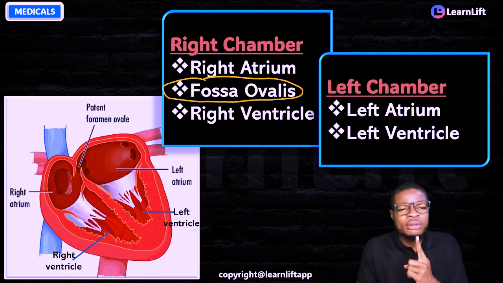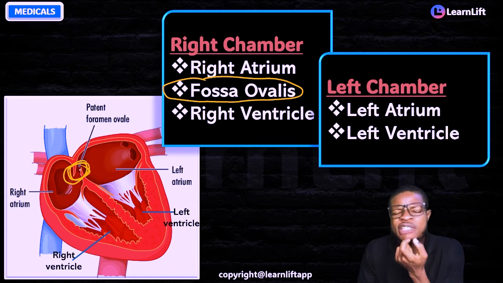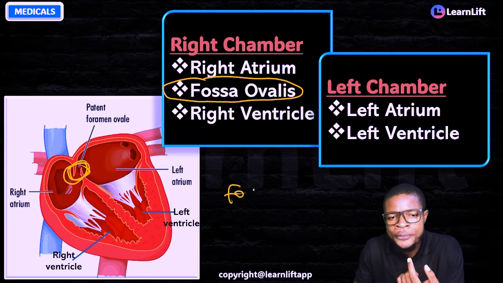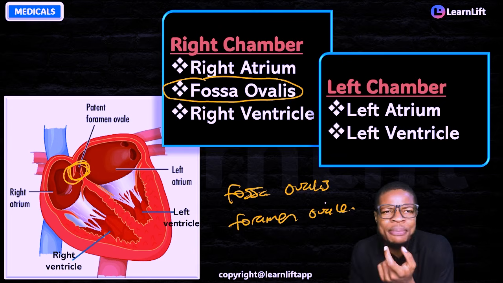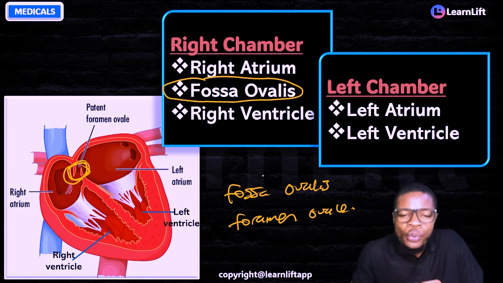But I'd like you to understand something here. You can see from this diagram that we have highlighted the patent foramen ovale. So there is foramen ovale and there is fossa ovalis. What's the difference? We have fossa ovalis and the foramen ovale. Now, in a newborn baby, or let's say in a developing fetus, we have the foramen ovale.